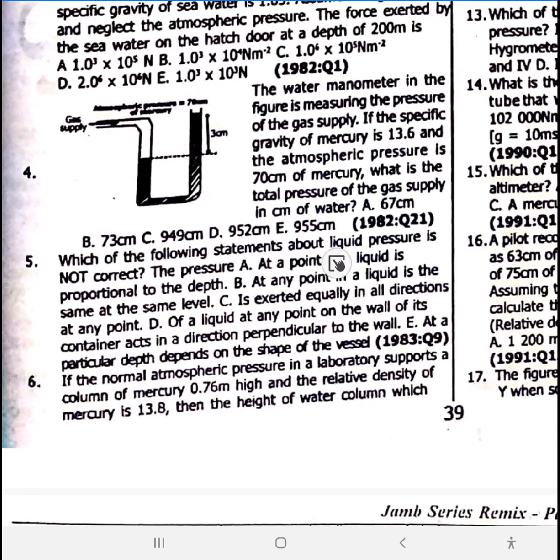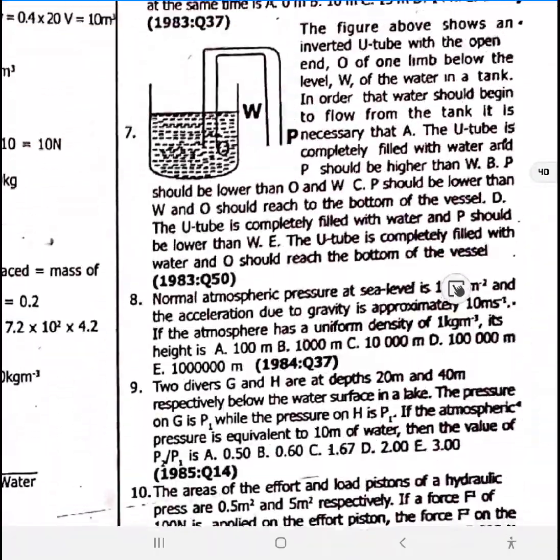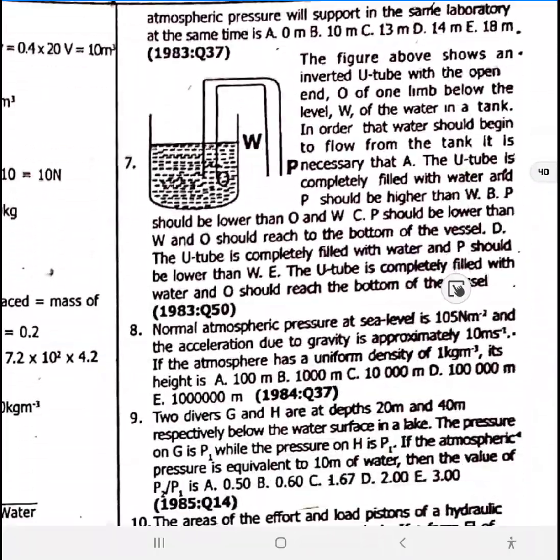Which of the following statements about liquid pressure is not correct? They say that pressure at a particular depth depends on the shape of the vessel. Now that is a lie. It is actually independent of the shape of the vessel. So 5 is option E. 6 has to do with calculation. 7.